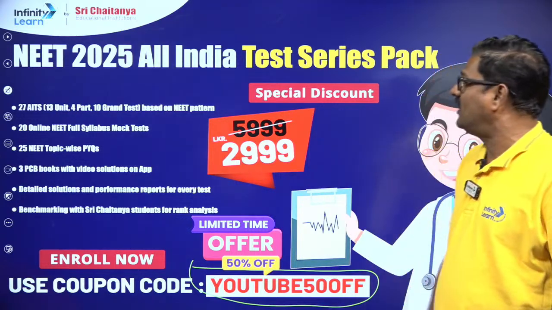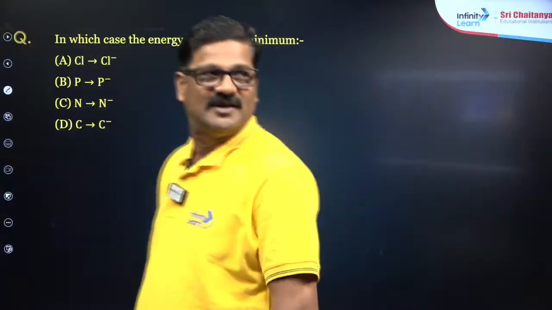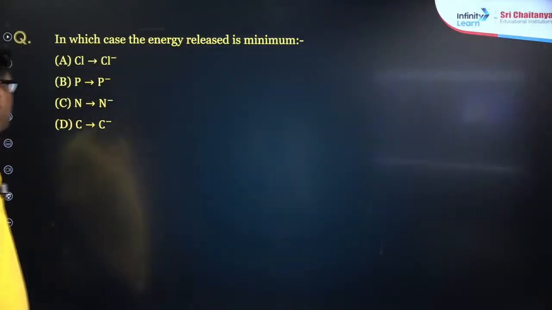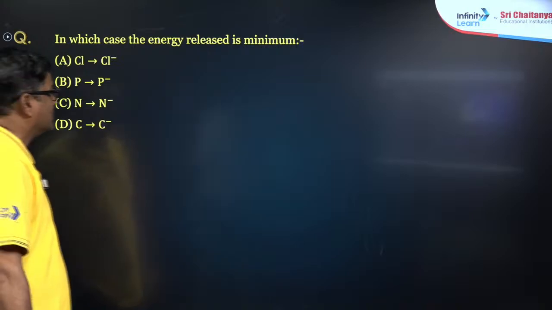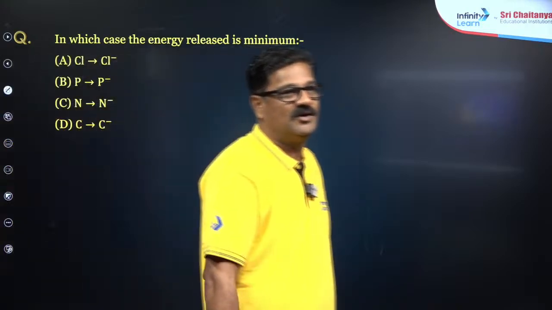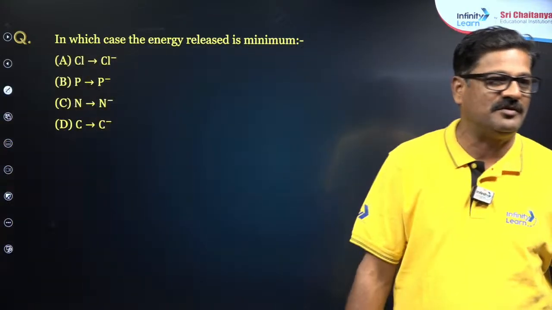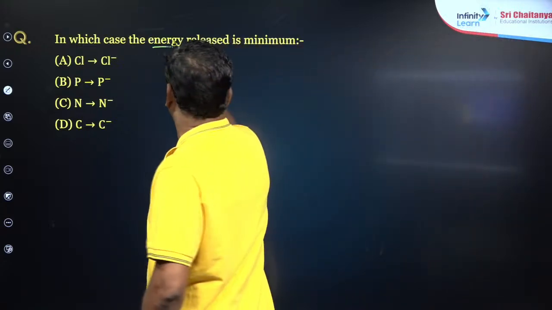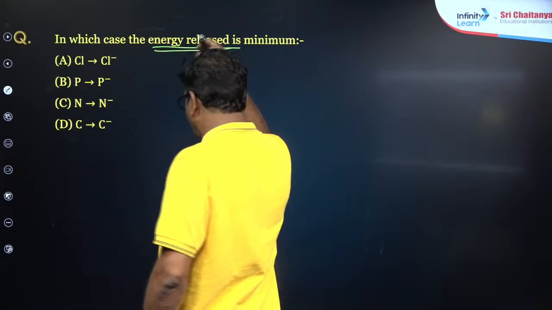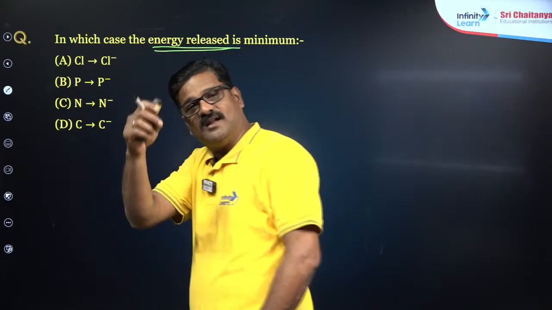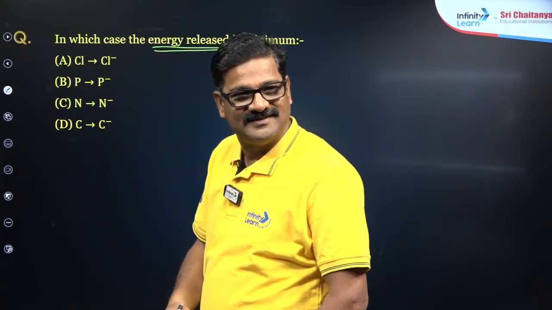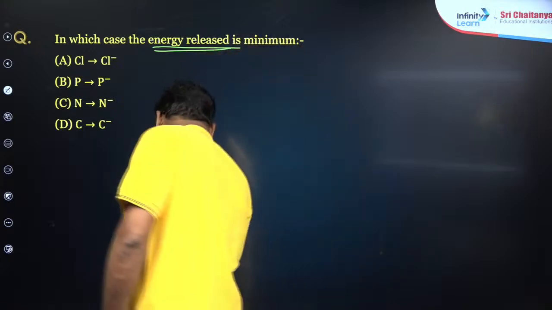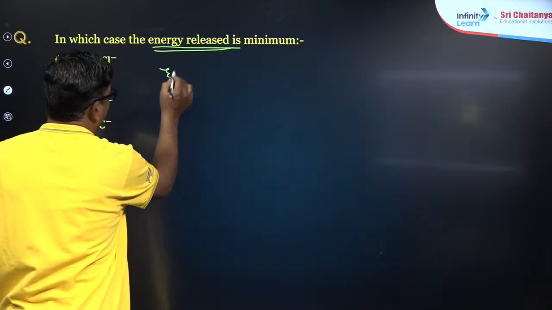Okay, chalo beta, further questions are coming. Take it. And in which case the energy released is minimum? Now Yashasya Sharma, I am coming to your point. So energy is released is minimum. So why is energy released? What is that energy you call? That's your doubt, Yashasya. That is called electron affinity.